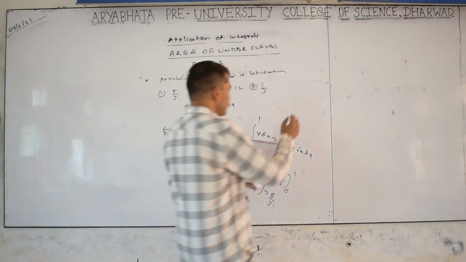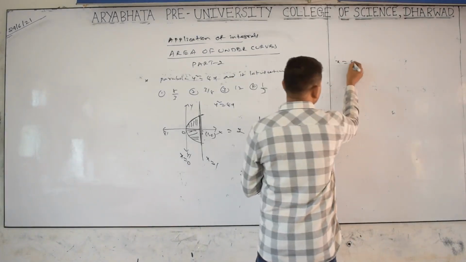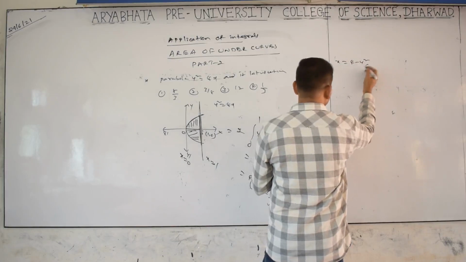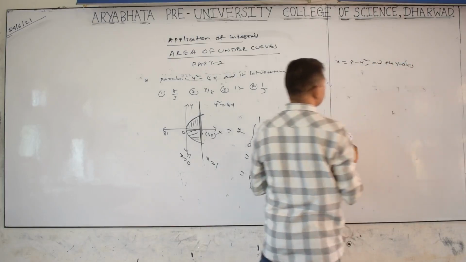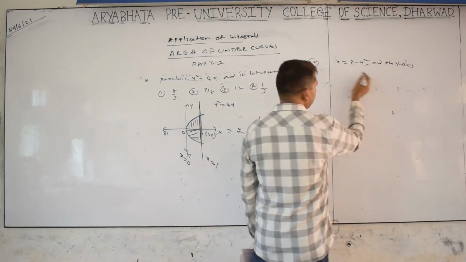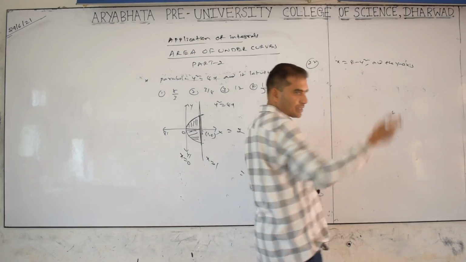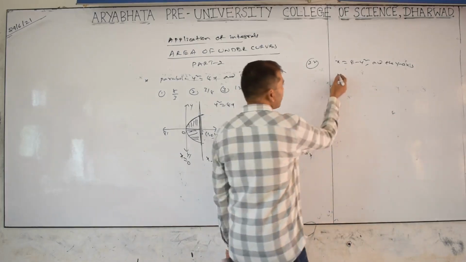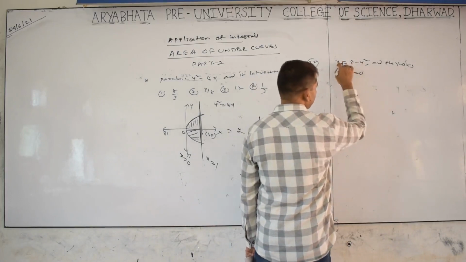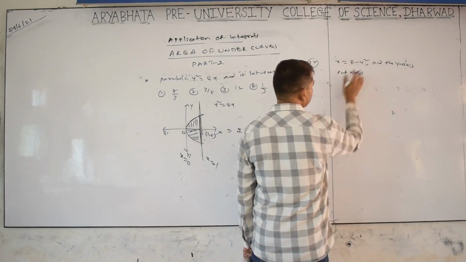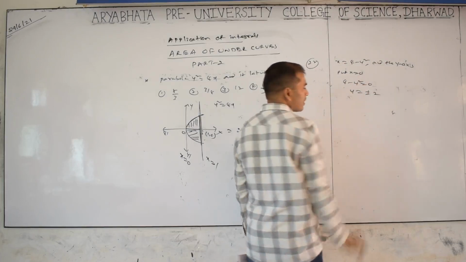Next, question number 22. The area bounded by the curve x is equal to 4 minus y square and the y-axis. When given y-axis, put x is equal to 0. You will get the y limits. If given with x-axis, then put y is equal to 0; with y-axis means put x is equal to 0. 4 minus y square equal to 0, y is equal to plus or minus 2.